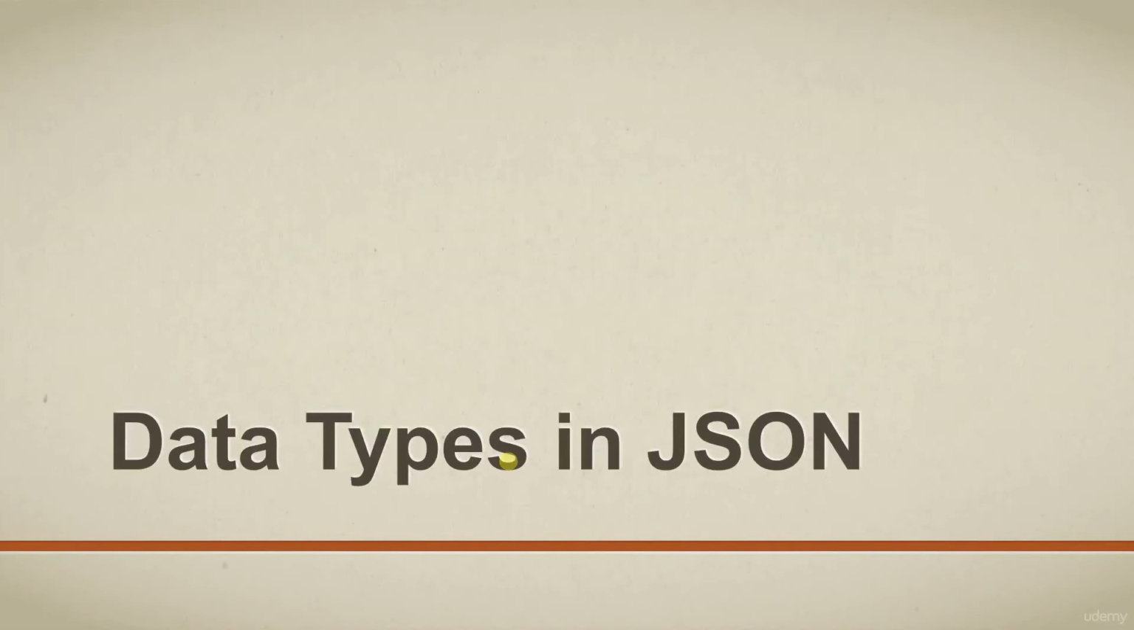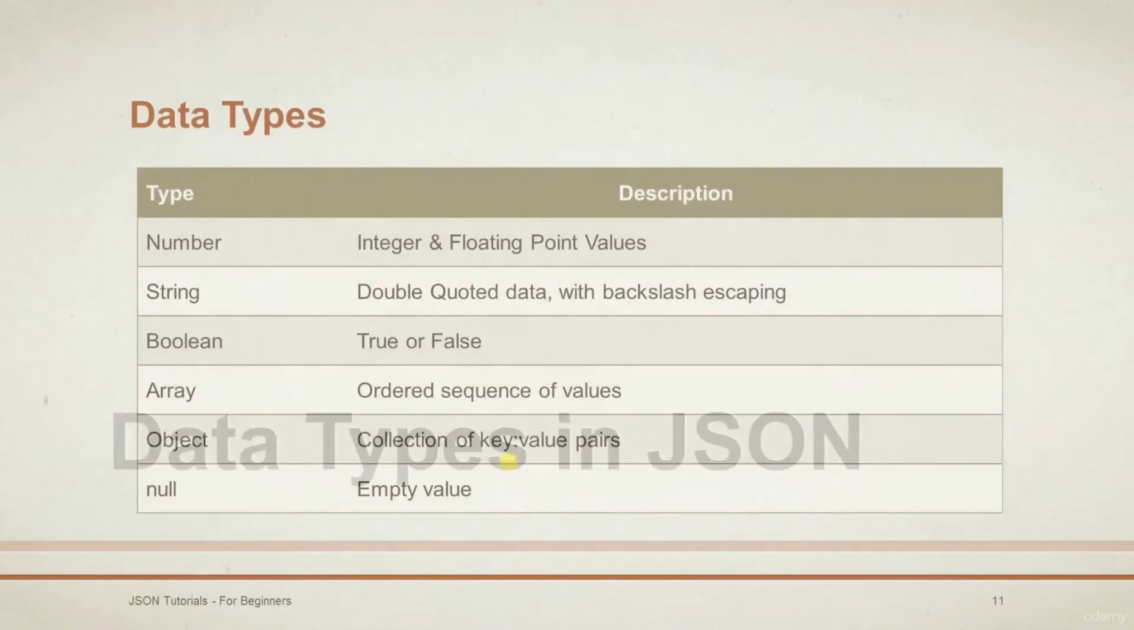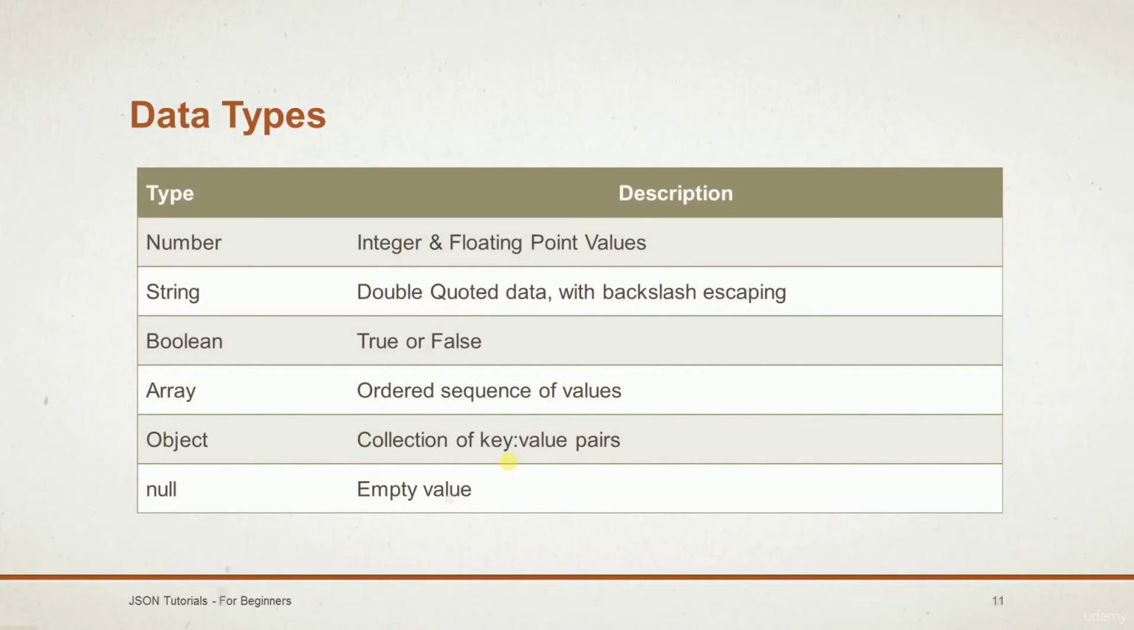Hello guys, in this session, we will learn the various data types supported by JSON. JSON supports a wide range of data types, which include number, string, boolean, array, object, and null. Number is used to store both integer as well as floating point values. String represents alphanumeric characters. Note that the string is enclosed with double quotes.